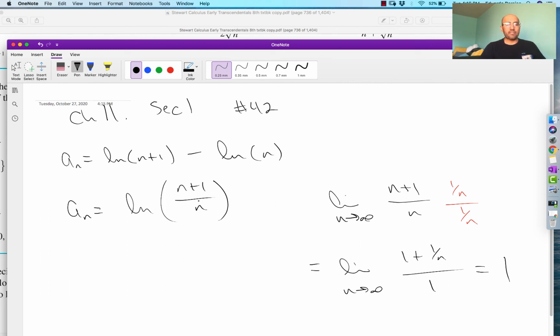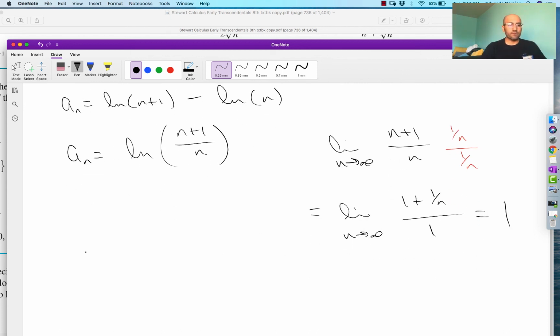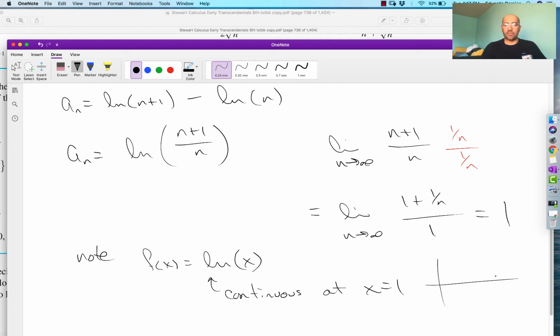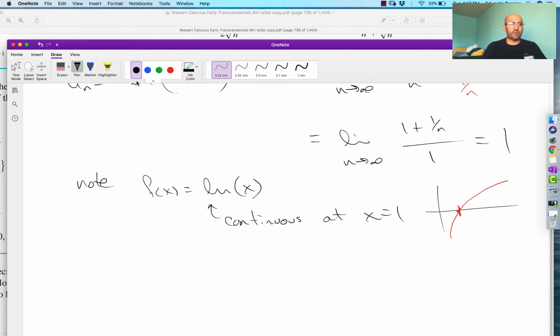And ln is continuous around the value 1. Note that if we had f of x equal to ln of x, this is continuous at x equals 1. Right? The graph of this thing looks a little something like this. Goes like that. So right around 1, it's going to be close to 0. But it's continuous. That's all that matters for this to be true. Okay, so we have everything we need.